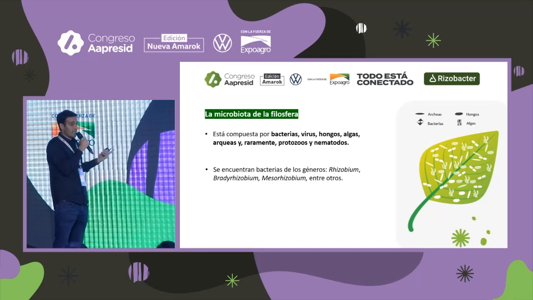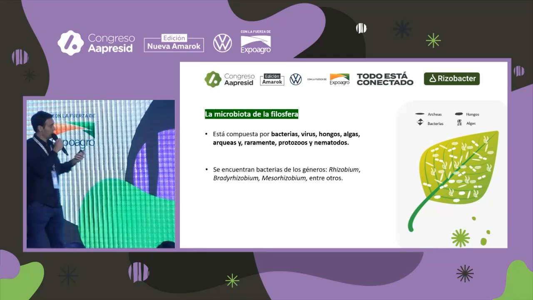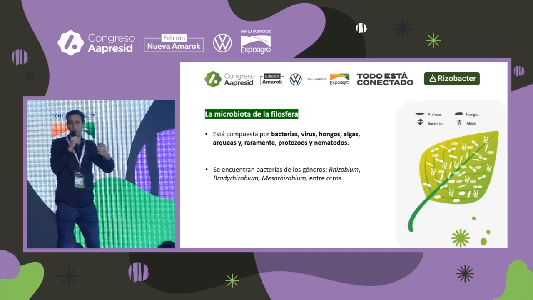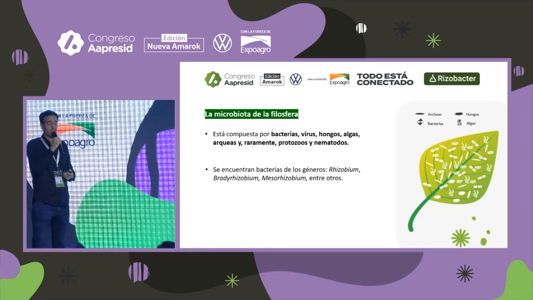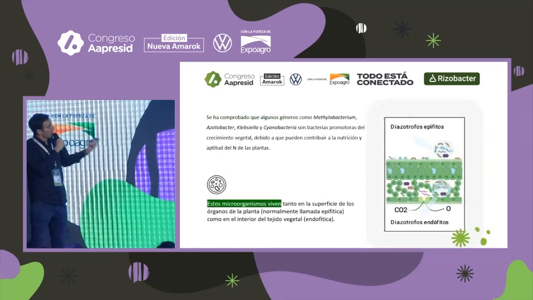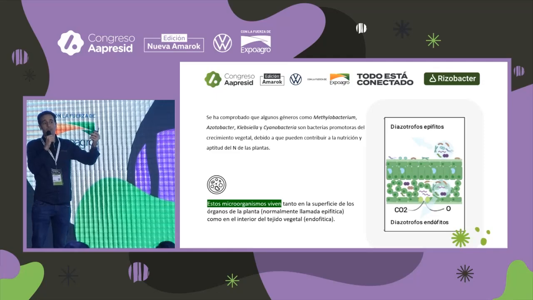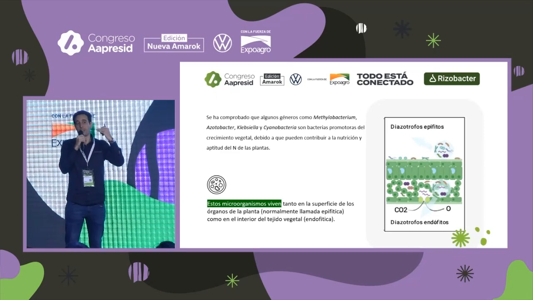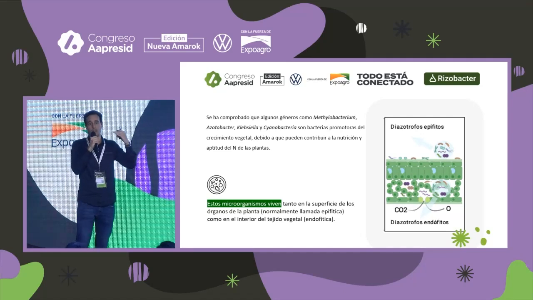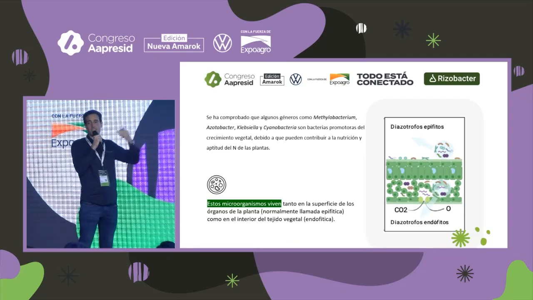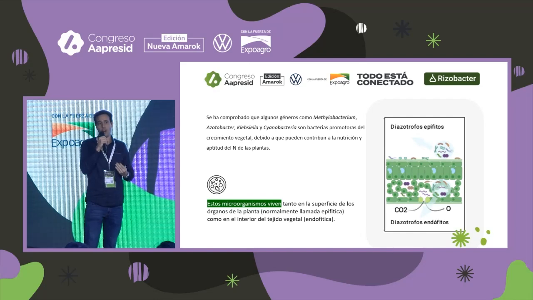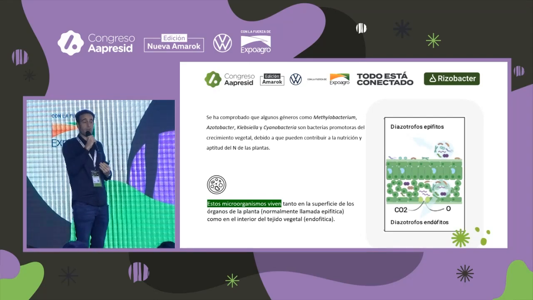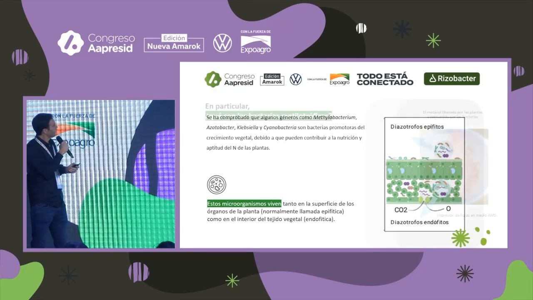And there we find a lot of bacteria, different genera. We have Rhizobium, Mesorhizobium, Azospirillum, Bacillus, among other microorganisms and other bacteria that live on the leaves. These microorganisms in the phyllosphere can be epiphytes, living on the surface of the leaf and developing there, or endophytes, which have the ability to enter the leaf and live inside the vegetable tissues.